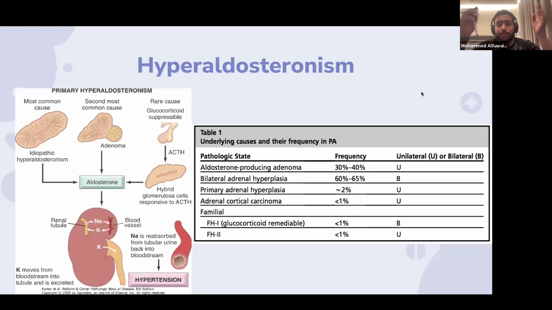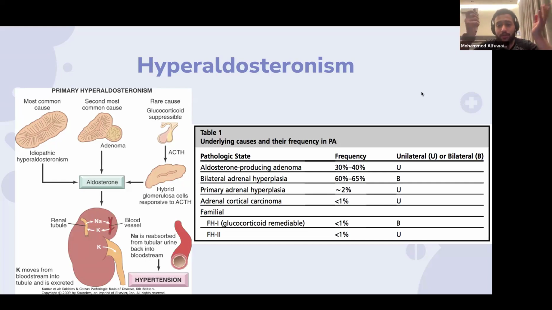Hyperaldosteronism, you have two types, primary and secondary. Primary hyperaldosteronism is due to something from the adrenal cortex that's secreting a lot of aldosterone. So typically you'll have low renin and high aldosterone. Secondary hyperaldosteronism is the opposite. You'll have high renin and high aldosterone. This is because of something that's causing high renin, such as renal artery stenosis.